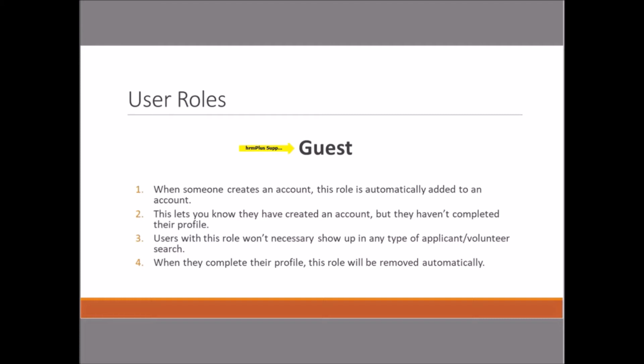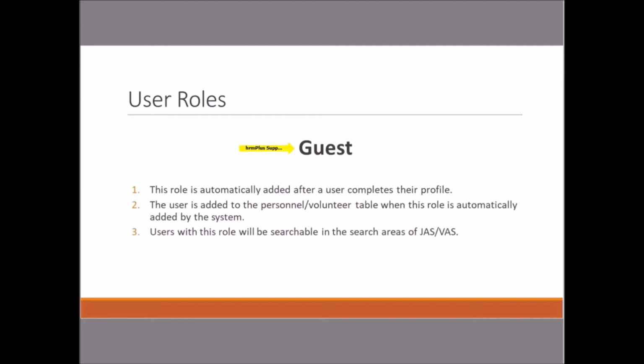You don't want to just take it away either. You want them to complete that profile, and then the system will take it away once they're done, and it gives them the next role that we're going to talk about. It's either the applicant role or the PD user. Applicant is a role we use in volunteer and jobs. PD user is what we use in the PD portal. And that tells us they've completed their profile.